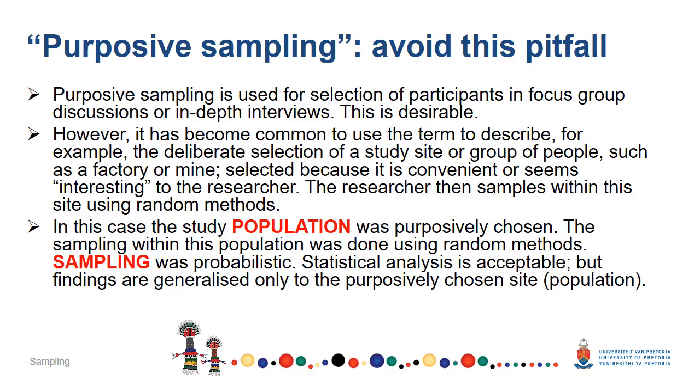Those 3 factories now are your population, and you're going to work within those 3 factories to identify your samples within those factories, and your sampling should still be of a probabilistic nature within those. So you've used the purposive method in order to identify your population, but not your sampling. So don't confuse the two.